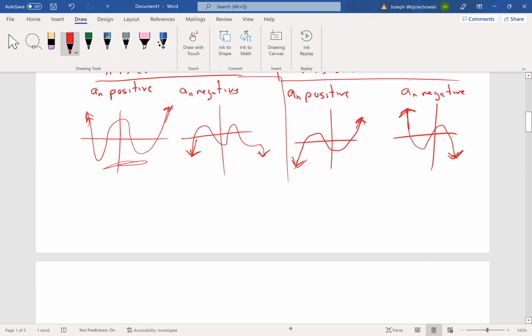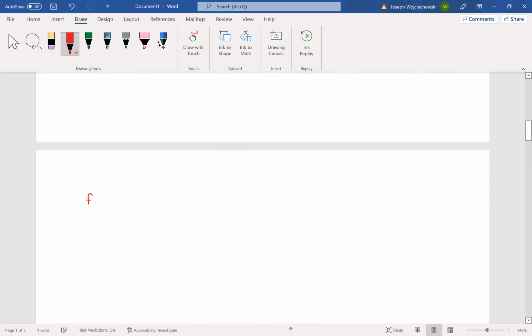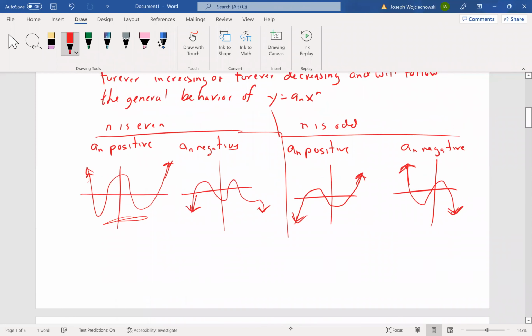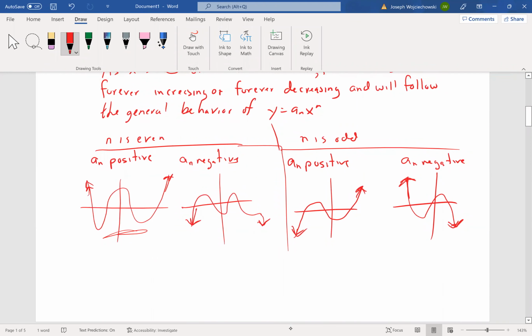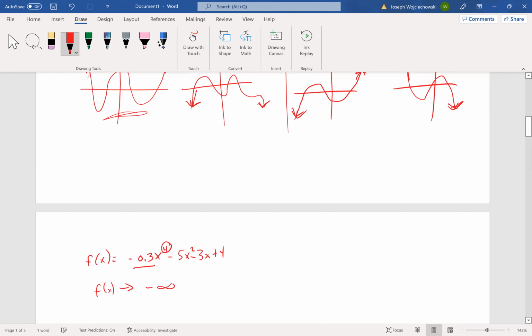So what are we talking about? Let's start with f of x equals negative 0.3 x to the fourth minus 5x squared minus 3x plus 4. What is the end behavior? What happens here? Well, a is negative and the exponent is even. So I have even, I have negative. So the input is x approaches negative infinity, like this here.